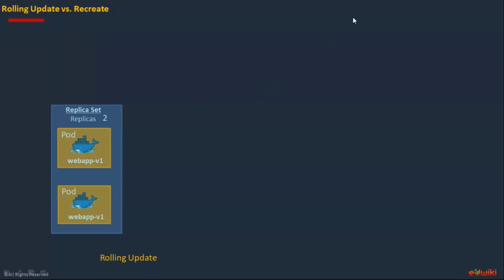Right? So this is the current scenario. Now what I'm doing, I'm actually updating my configuration. I wanted to give the resource limit and request capacity. That's one of the changes that I'm making to my deployment.